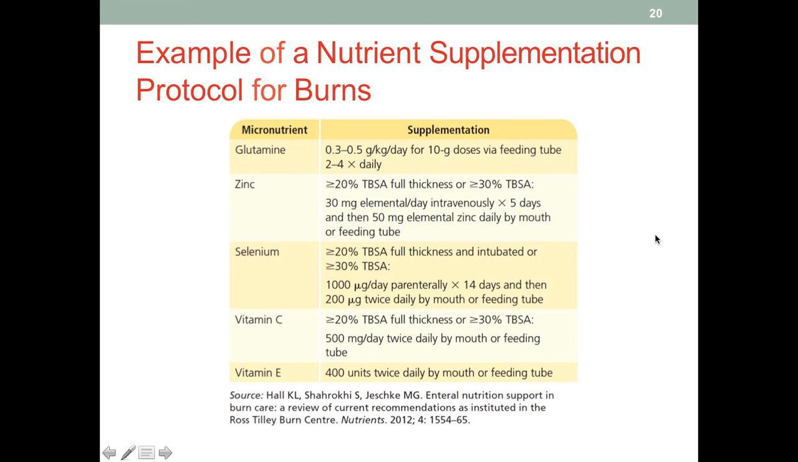We talked about the energy and protein requirements, and we mentioned we will need to supplement the formula with additional active ingredients. So this table lists those ingredients. We already mentioned glutamine, and we also mentioned omega-3 fatty acids for their anti-inflammatory properties. So these minerals here, zinc, selenium, along with these vitamins, vitamin C and E, are very helpful.